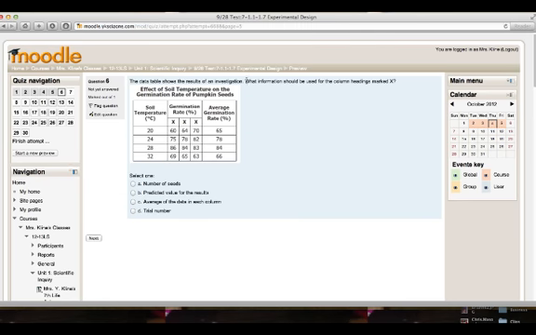Okay, the table shows the results of an investigation. What information should be used in the column headings marked X? Select one. Here we have soil temperatures, germination rate, and average germination rate. Should we put the number of seeds? No. Should we put the predicted value of the results? No, that doesn't make sense. Average of the data in each column? No, this is the average over here. Trial number? Yes. Germination rate? What was the germination rate in trial 1, trial 2, trial 3? So X should be D.